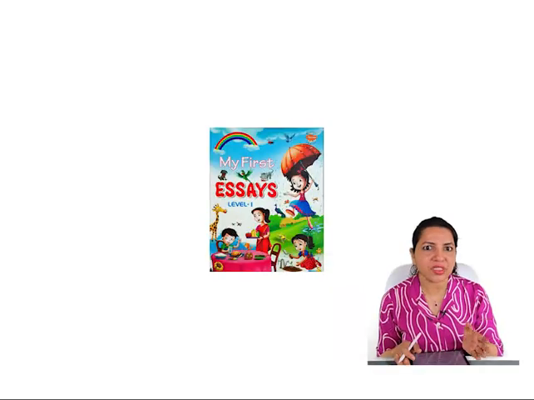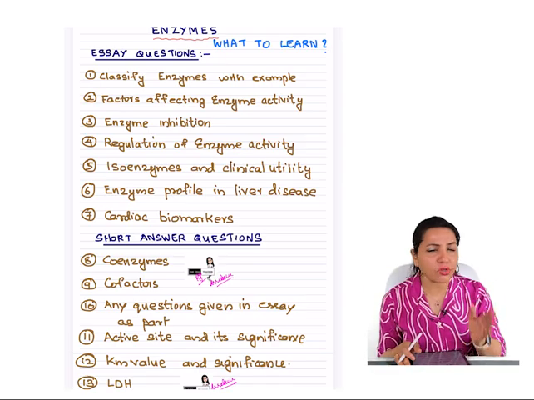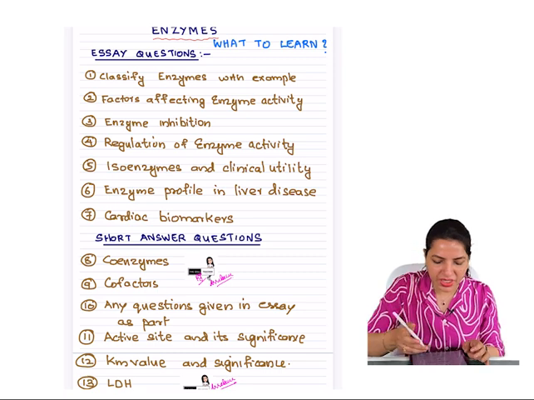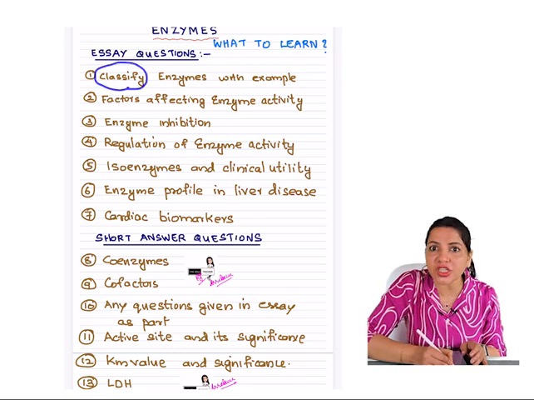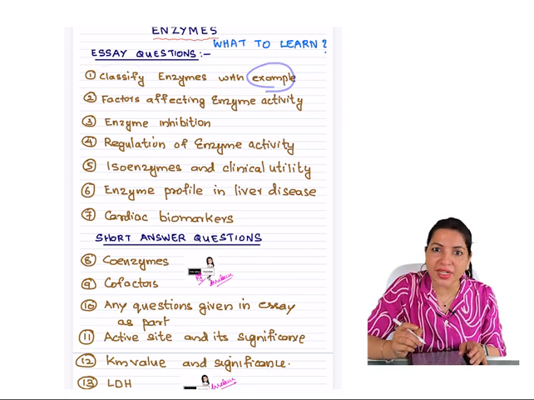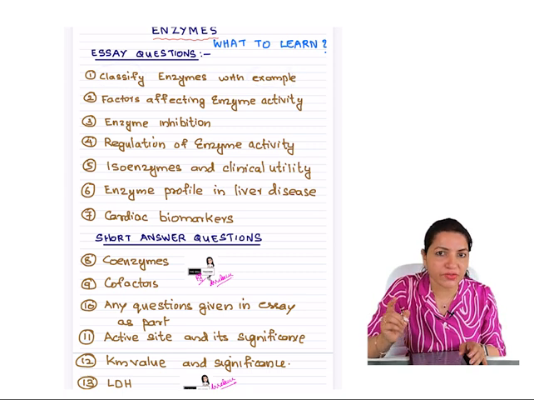Hello everyone. So now we are going to learn what to learn in the topic of enzymes. Always remember, learn the essay topics first, then only go to other topics. In the topic of enzymes, the essay questions that you can get: number 1 is the classification of enzyme. Remember, always learn it with an example. At least 1 or 2 examples you have to write.